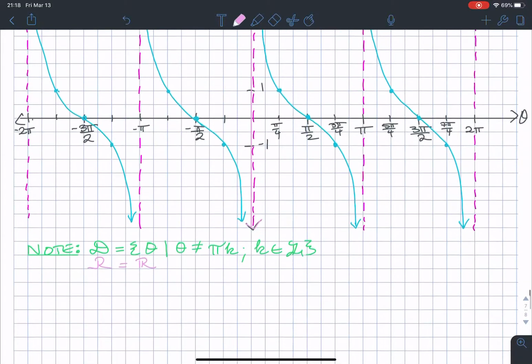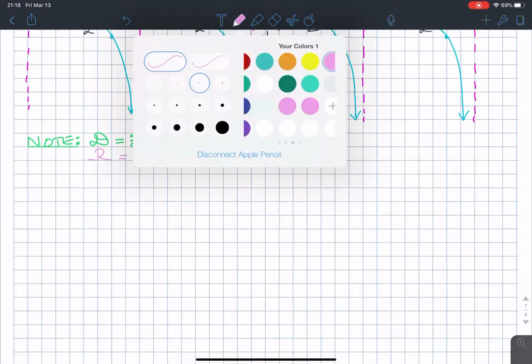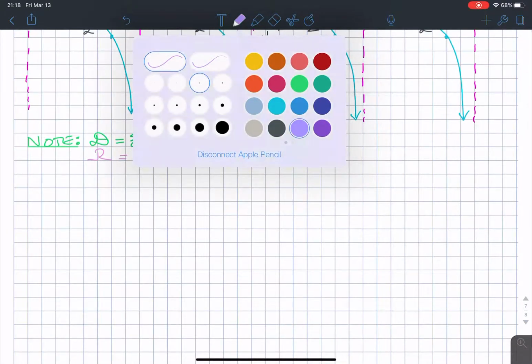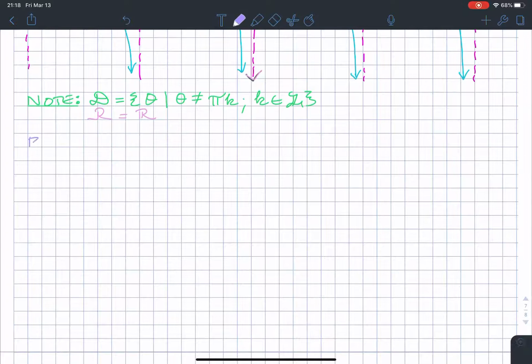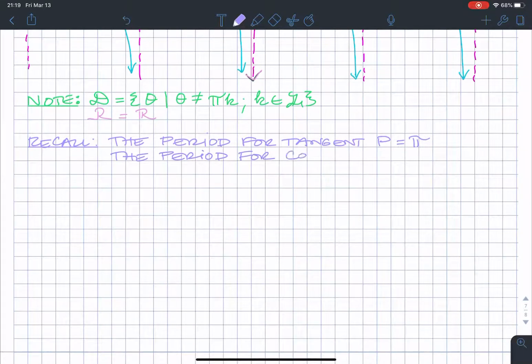Okay, moving on. So now let's recall what I said in the last section. The period for tangent, P, is equal to pi. Well, the period for cotangent is also pi, right? I can see that.